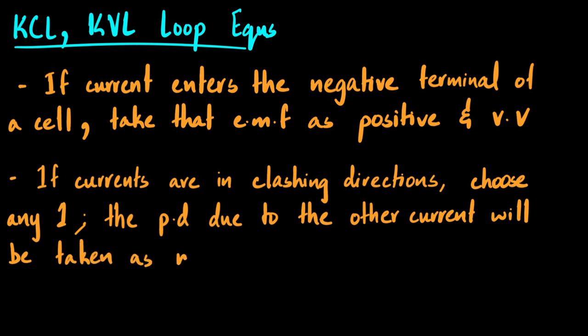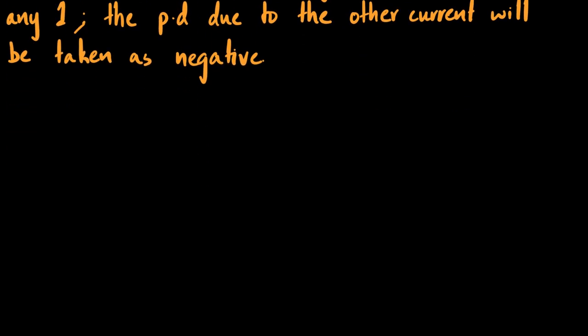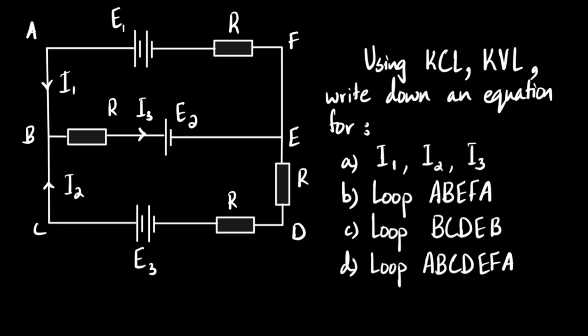Let's look at this in the context of an example that I have, and it's a very comprehensive example, and once you do this, past paper questions will become a walk in the park. So this is the question, and using KCL and KVL, the Kirchhoff's current and voltage laws, you have to write down expressions. So the currents are labeled, EMF sources are labeled, and now we have to do this question.